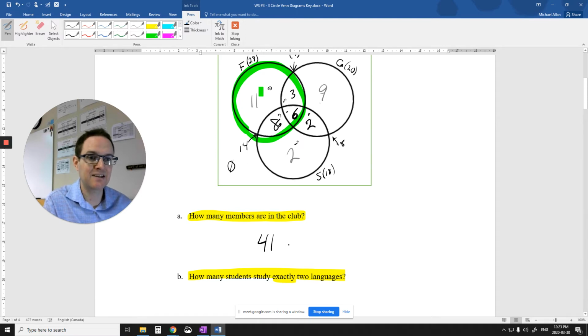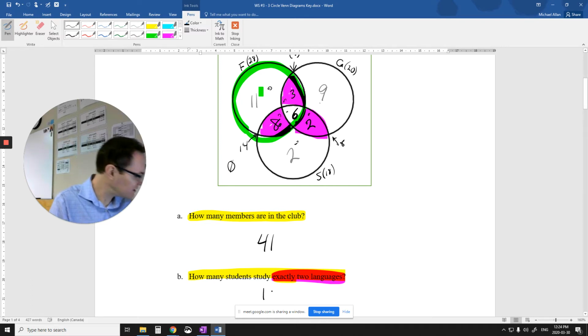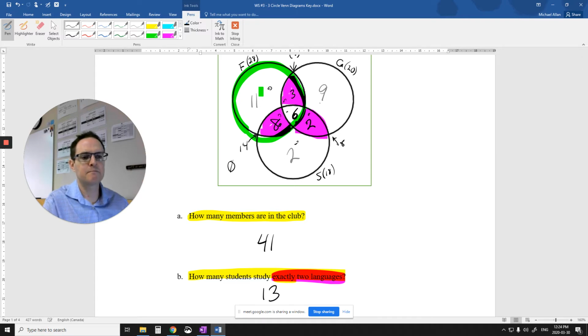How many kids do exactly 2 languages? So the exactly 2 language part, highlighted red there, is going to be that space. Those 8 kids do French and Spanish. These ones do German and Spanish. These ones do German and French up here. So those 3 magenta areas are the kids that do exactly 2 languages. So I'm going to go 3 plus 8 plus 2. Could have done it mentally, I guess. Then we get 13 kids. There you go.